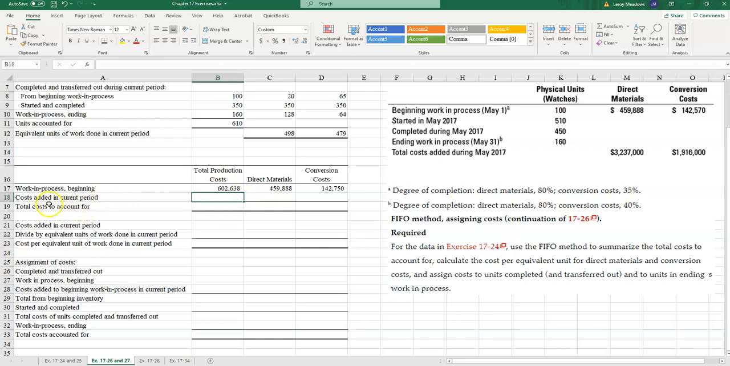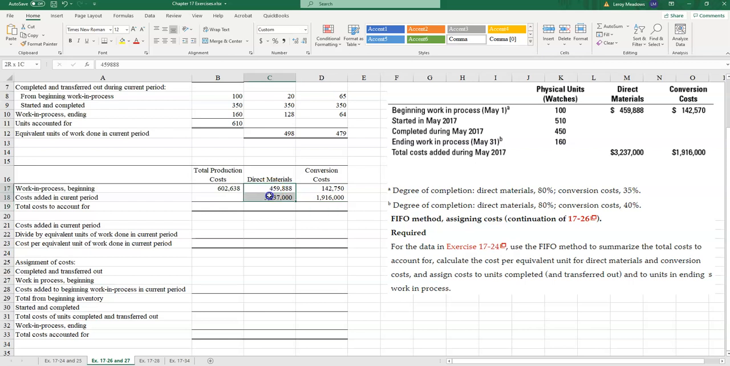Now, we have the cost added in during the period. How much do we have in direct materials added in during the period? We are told here in the problem, right here in this table, $3,237,000. And how much in conversion costs were added? We're told right here, $1,916,000.